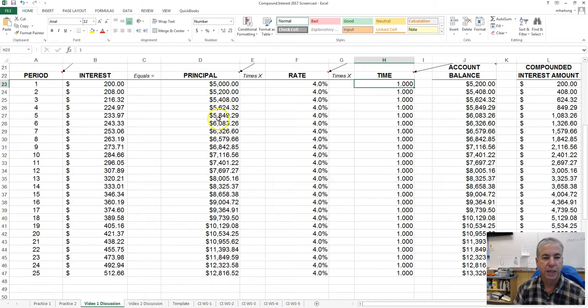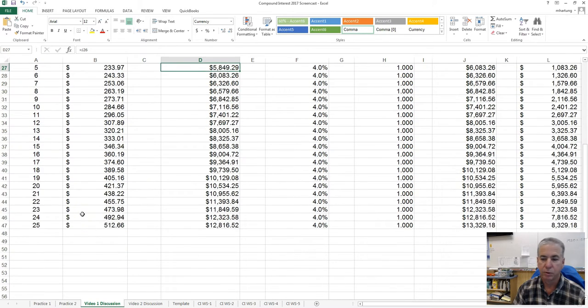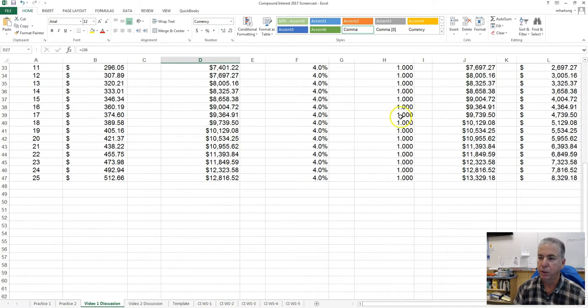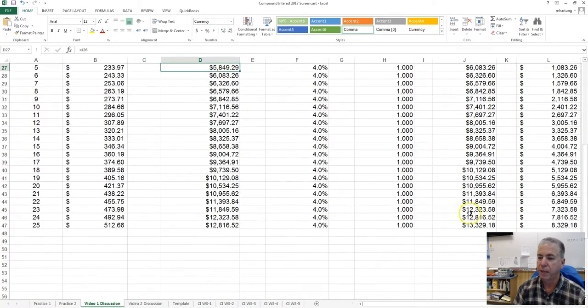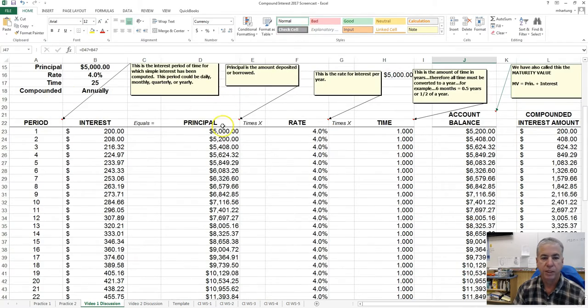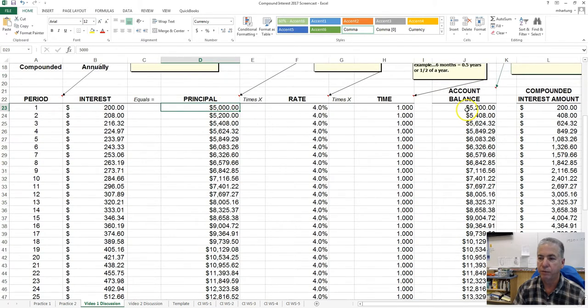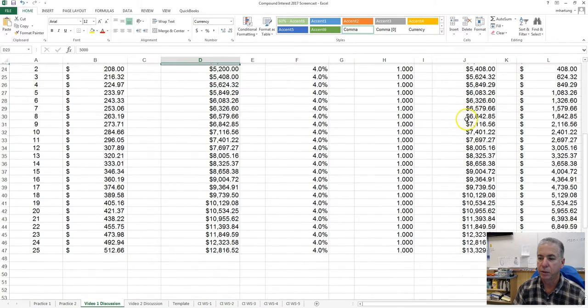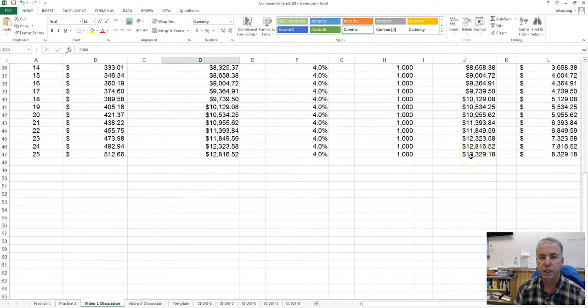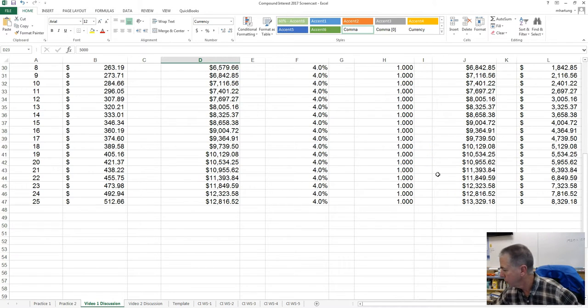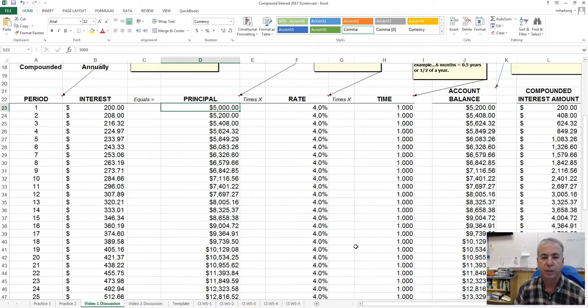So take some time to look through these formulas. Look at how the balance has grown. We invested $5,000 initially, and 25 years later at 4%, we have an account balance of $13,000. And we've accumulated somewhat over $8,000 in interest. So that's a little introduction to compounding interest and how these tables work.